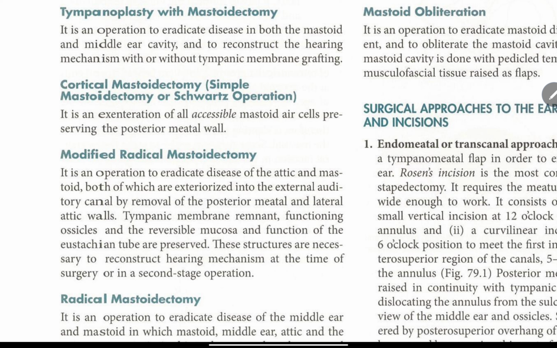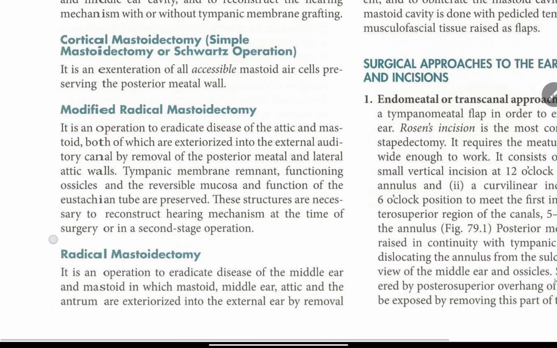Modified radical mastoidectomy. It is an operation to eradicate disease of the attic and mastoid, both of which are exteriorized into the external auditory canal by removing the posterior meatal and lateral attic walls. Tympanic membrane remnant, functioning ossicles, and the reversible mucosa and function of the eustachian tube are preserved. These structures are necessary to reconstruct hearing mechanism at the time of surgery or in a second stage operation.